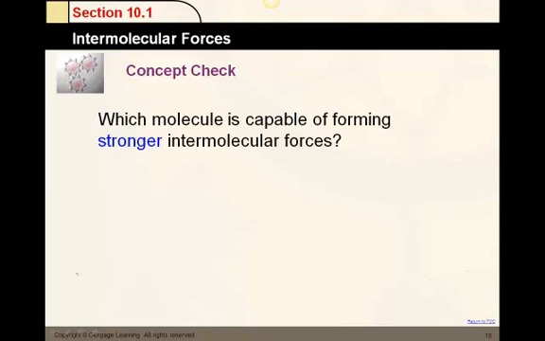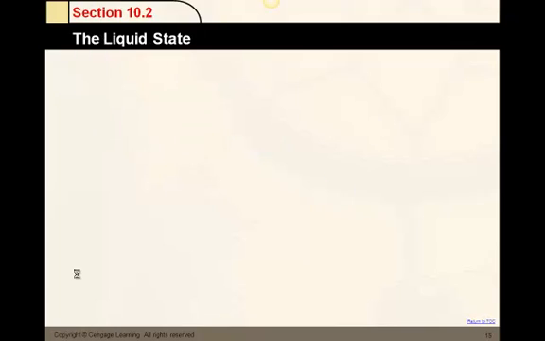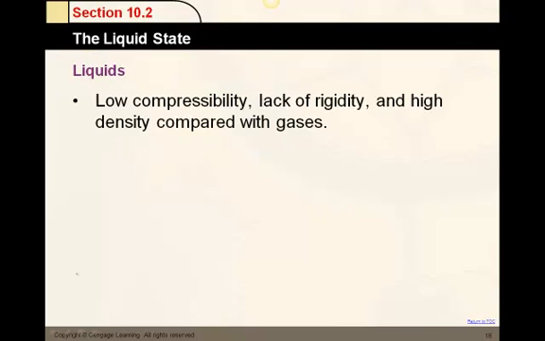So which molecule is capable of forming stronger intermolecular forces? We have N2 and H2O. And hopefully you know that the answer is, and it says explain, H2O. We know that H2O is a polar molecule. And if we forget that, we'll certainly go back and look at that in another chapter. Nitrogen, N2, is a nonpolar molecule, so it would have a dispersion force. Let's see what they have to say, if anything. Maybe they don't. Nope, they didn't, but that's the answer.